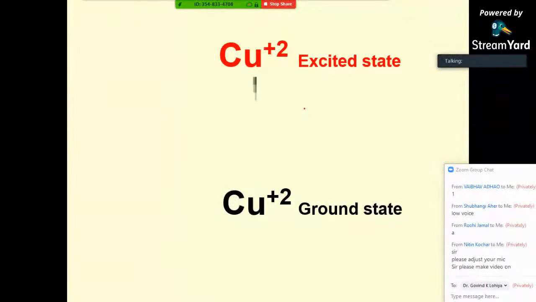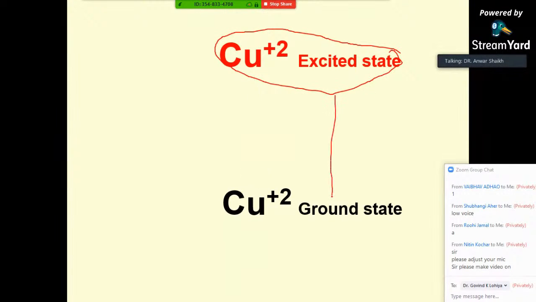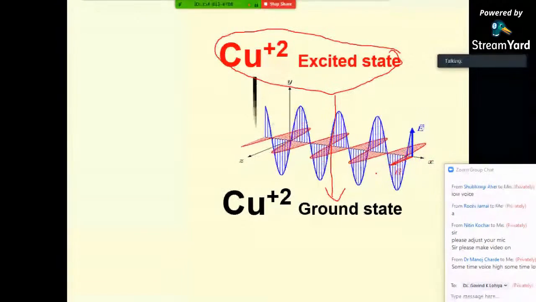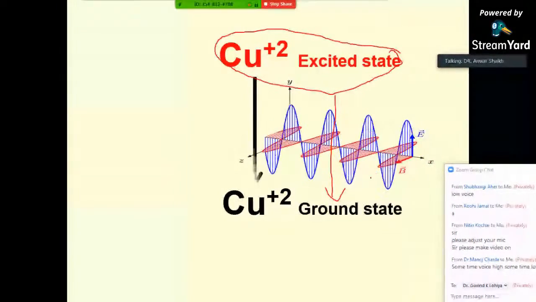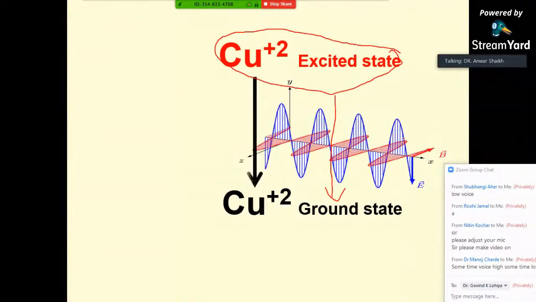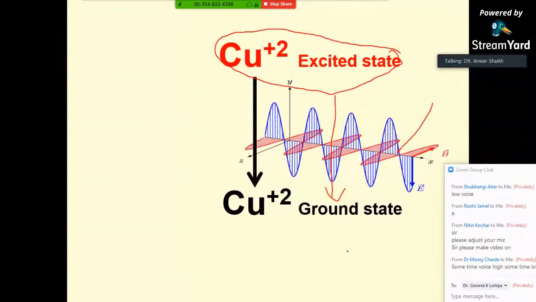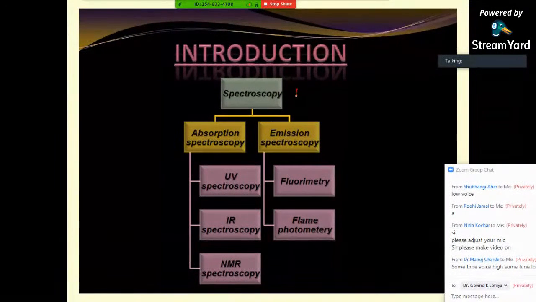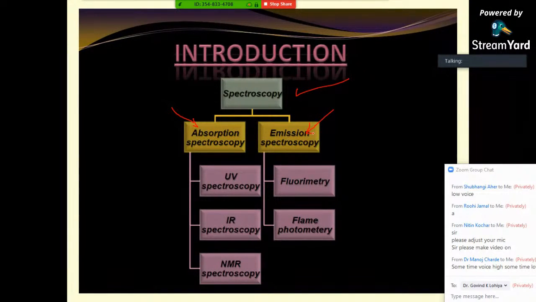But in some types of atoms, some types of species, they have a special ability. Once they go to the excited level, they come back to their original ground level, and while doing so, they emit whatever amount was absorbed in the form of other radiations, and that is known as emission spectroscopy. So spectroscopy is divided into two parts, absorption and emission spectroscopy, depending upon whether the energy is being absorbed or emitted.